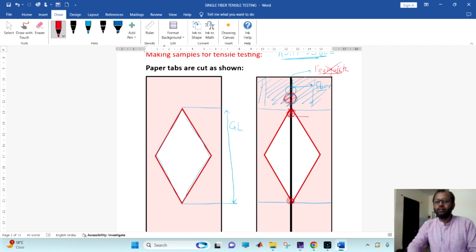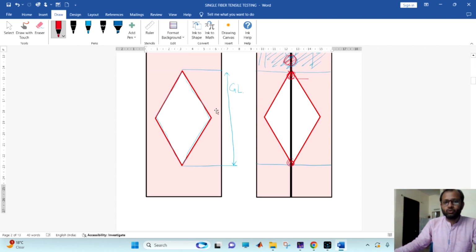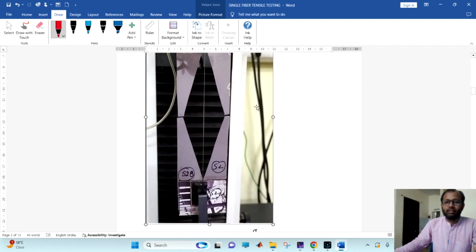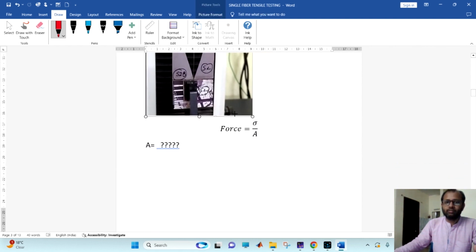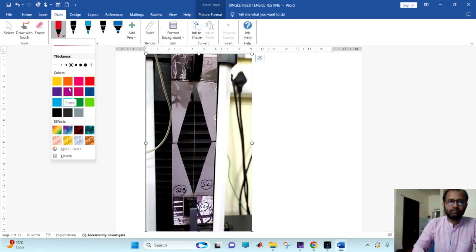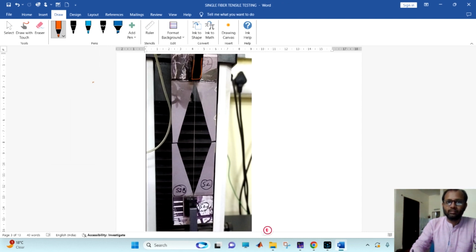So like that we have made the samples. I'm going to show you in the next part. This is the real sample. Okay, here you can see the real sample. You can see this is the grip holding this paper support. You can see the paper support, I cut it in the diamond shape.